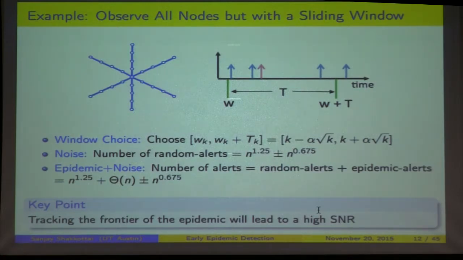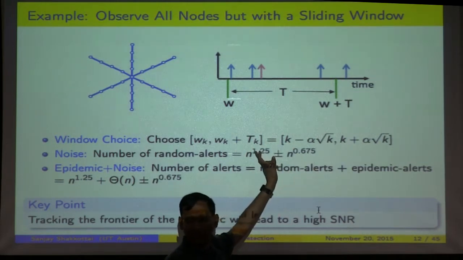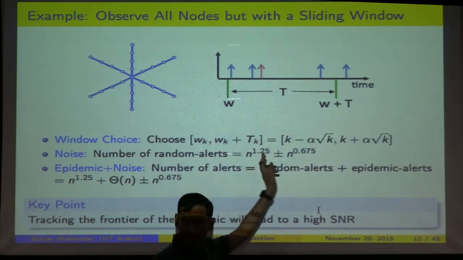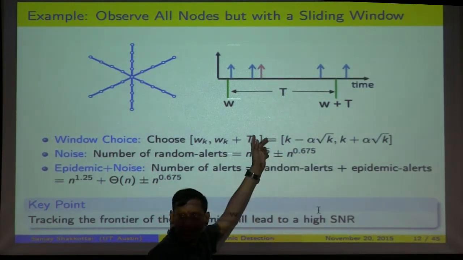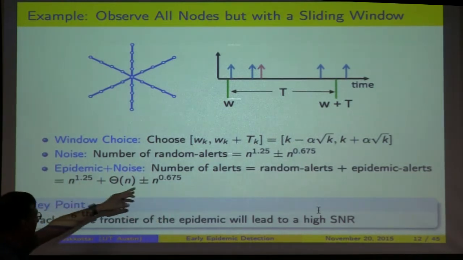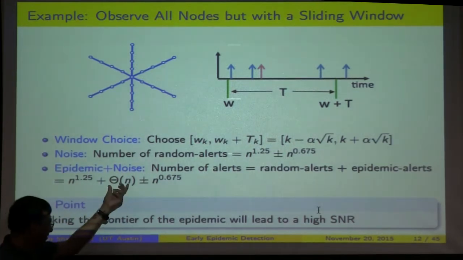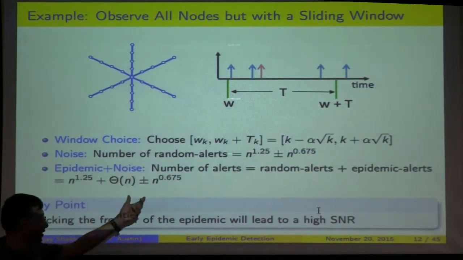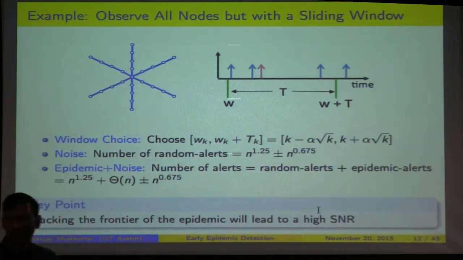And if that's what it is, because of independence and the usual Poisson process system, the amount of variance you'll see is n to the 0.67, the square root of n to the 1.25, which is half the exponent, 0.675. So in the epidemic plus noise hypothesis, what you are going to see is n to the 1.25 plus or minus theta n. Again, because that's the red, plus theta n, because that's the epidemic test, plus or minus n to the 0.675. You even boost the SNR even more.